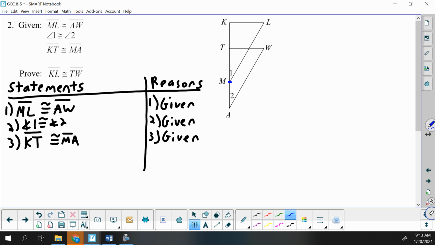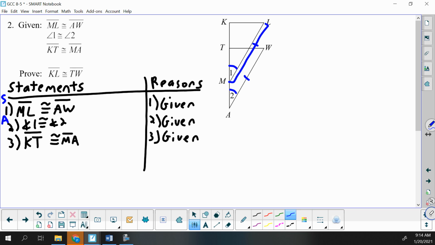So here's ML and here's AW. So we got one set of sides. Angle 1, so we'll put an S there. Angle 1 is congruent to angle 2, so we'll mark that in our picture. That gives us an angle in our triangle, so that's good. We're 2/3 of the way there. And then they give us KT congruent to MA.